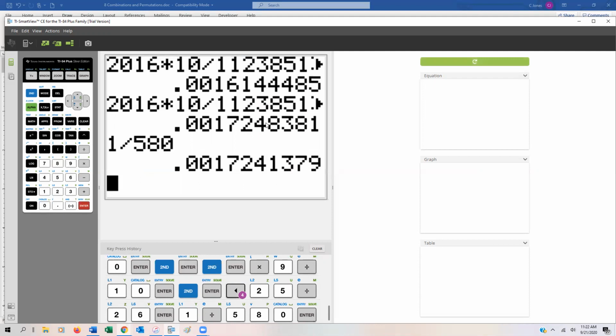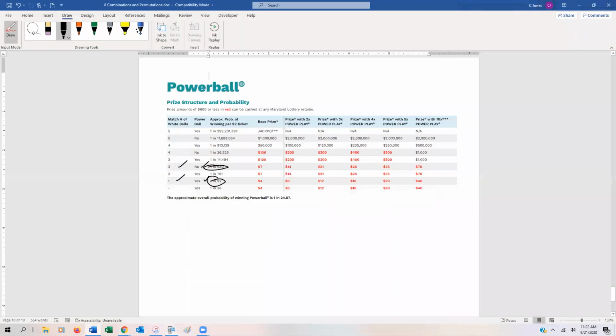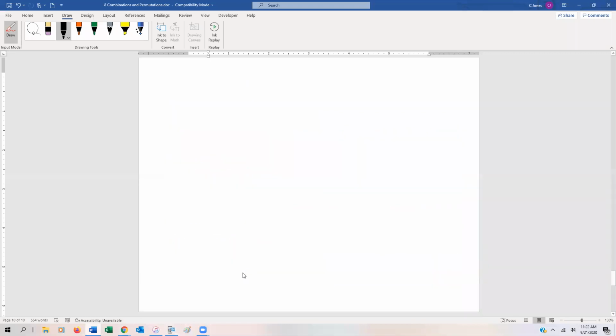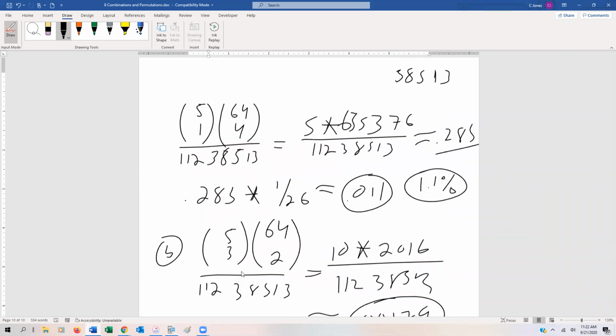All right, so it gives it to us almost exactly. And you're probably asking yourself, well, why do we want to multiply it by 25 over 26? Where does that come from? All right, so let's go back up.